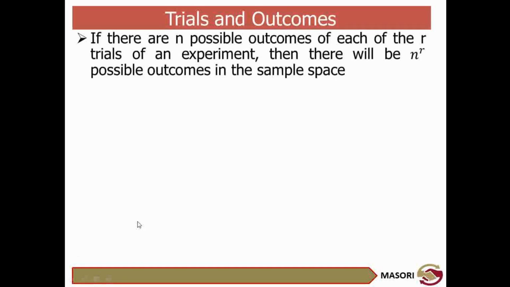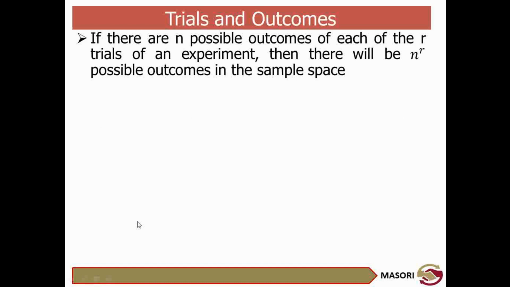If there are n possible outcomes of each of the r trials of an experiment, then there will be n to the power r possible outcomes in the sample space. Now, we are looking at an experiment where we need to perform multiple or different trials. Each of these trials is an input to determining the total number of observations or outcomes that we will have in the sample space. And for us to be able to know, we also need to know the possible outcomes for each individual trial.